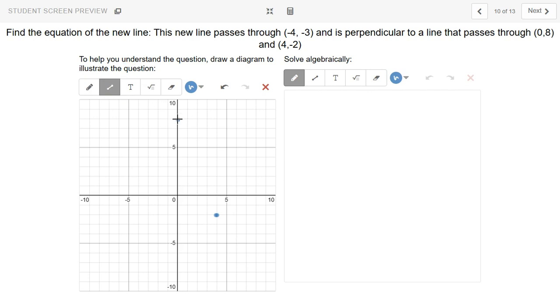I'm going to join these two lines, and we have our line where we can now count the slope. So I see here is another coordinate. I'm going to count the number of steps for the rise and the run. So I'm rising by 5 units, and I'm running by -2 units.